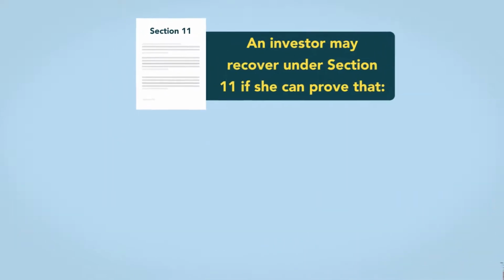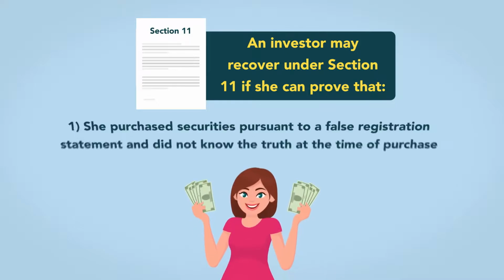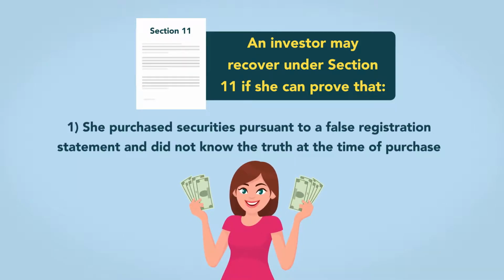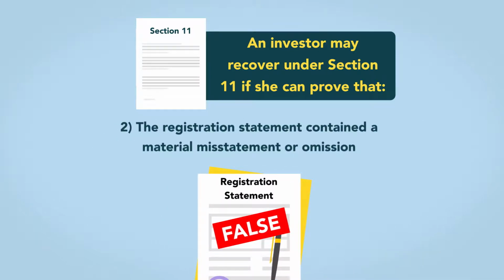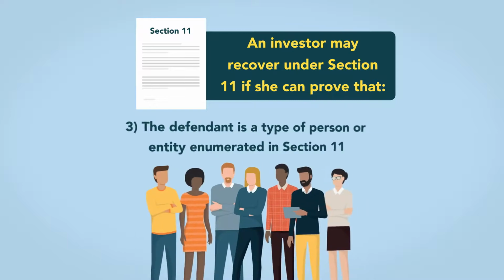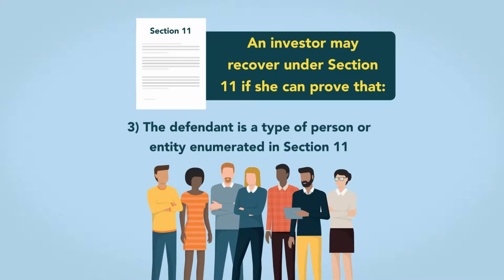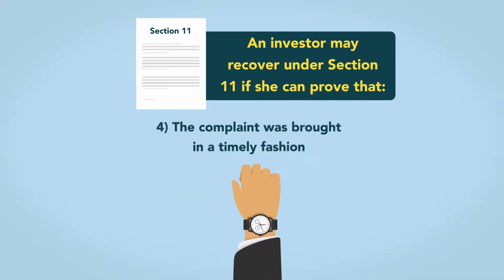An investor may recover under Section 11 if she can prove that: 1. She purchased securities pursuant to a false registration statement and did not know the truth at the time of purchase. 2. The registration statement contained a material misstatement or omission. 3. The defendant is a type of person or entity enumerated in Section 11. And 4. The complaint was brought in a timely fashion.